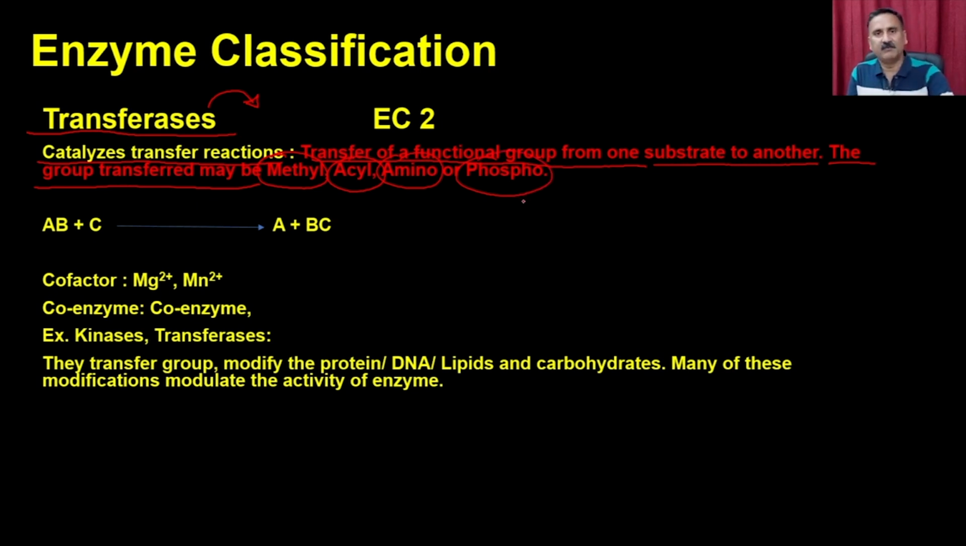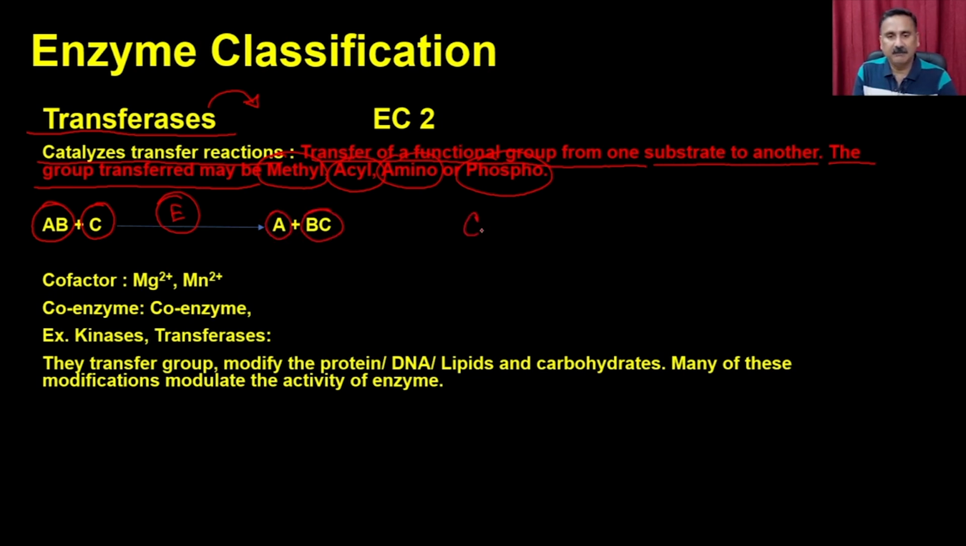There are many more groups, but these are simple examples I have given. It could even catalyze transfer of the carboxyl group, and also other kinds of groups. So what reaction does it catalyze? Suppose you have a substrate AB that reacts with C, and an enzyme is going to transfer the group. B is a group on A, and that is going to be transferred onto C, forming A and BC.